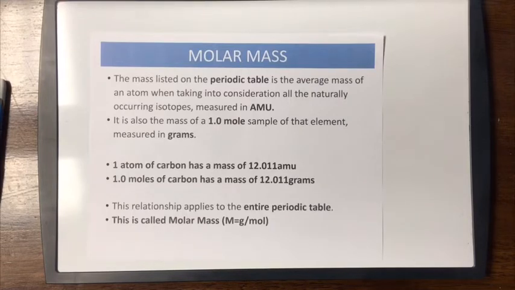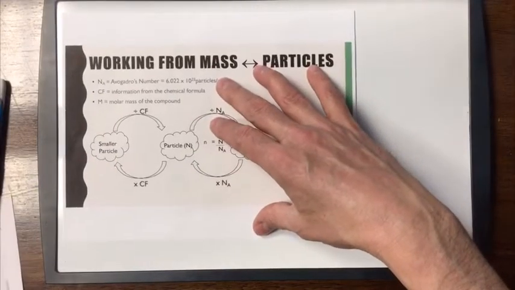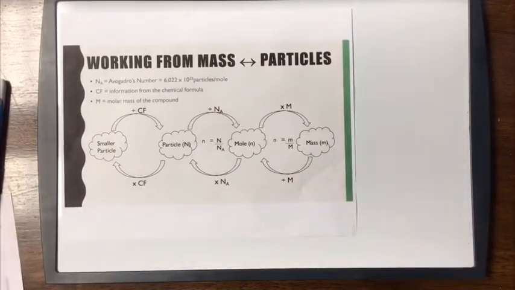This relationship applies to the entire periodic table. So when we're looking at the mass numbers on the periodic table, we used to refer to them as atomic mass units and therefore the number of subatomic particles within the atom. Moving forward, it is also going to help us determine the mass of a 1 mole sample of that particular element, which is called molar mass, and the units for that are going to be grams per mole.